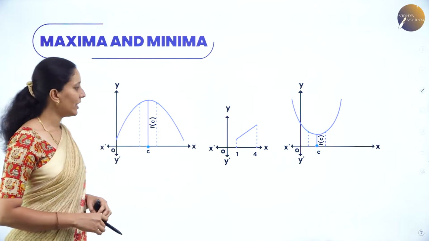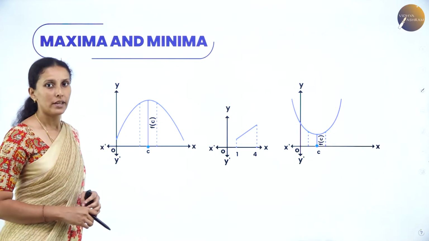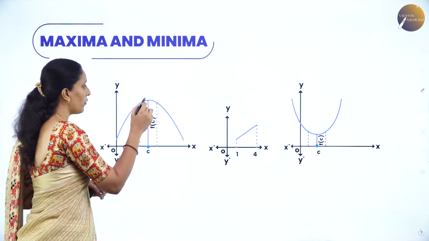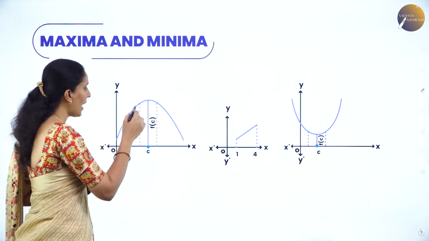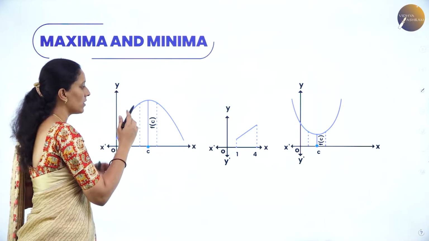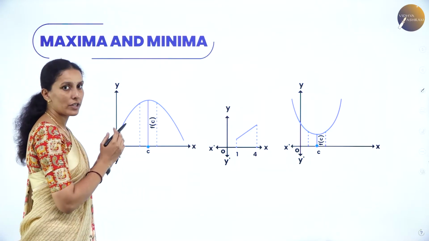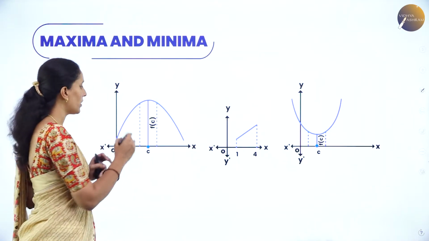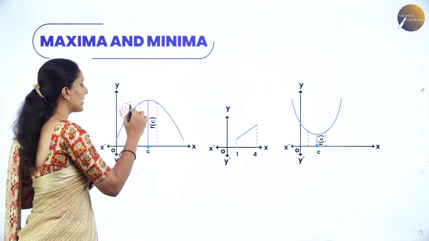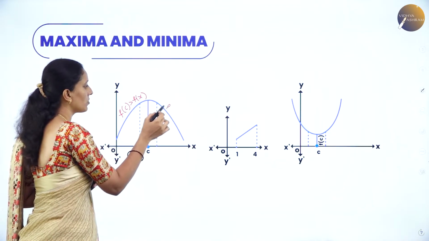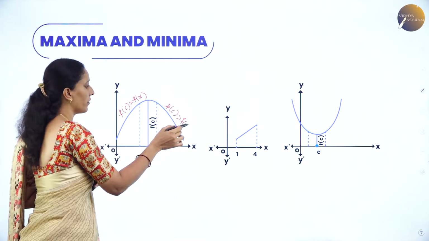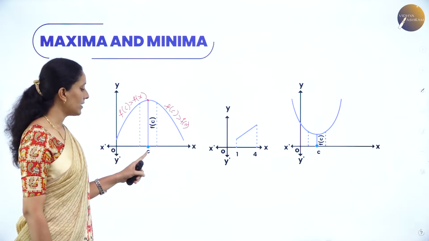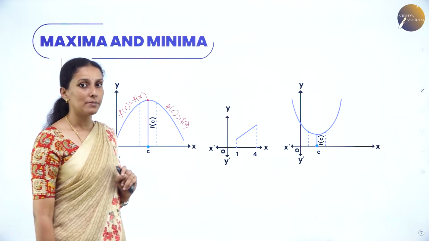So here I have taken three graphs. Based on the definition stated above, we can see here f of C. This is the maximum value, and left towards the C or right towards the C, you can see the functional value is less than f of C. So here also f of C is greater than f of x, and here also f of C is greater than f of x. Thus this point will be the maximum value and C is called the point of maximum value.